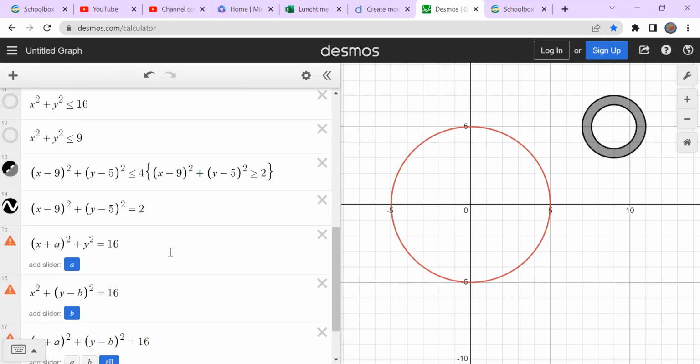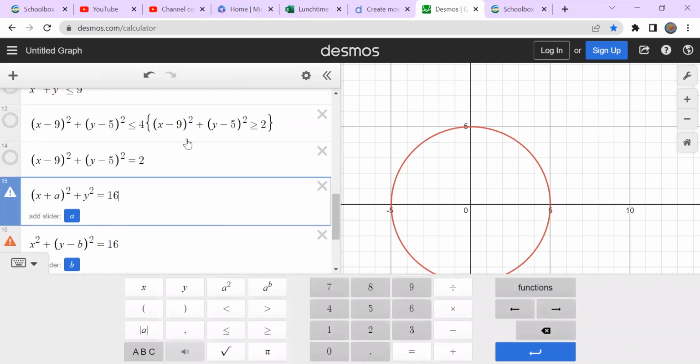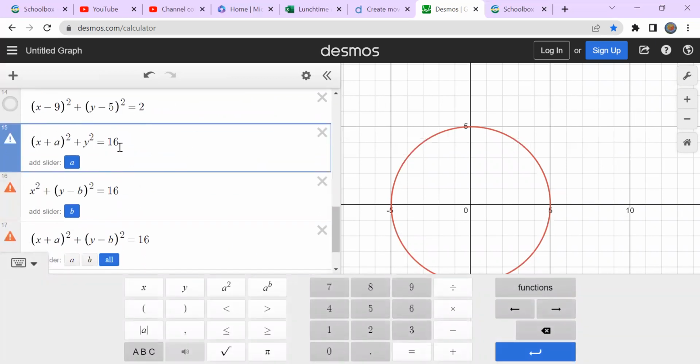Now, what about moving things around? So get rid of these two. Here, nothing's written in here. Sorry, it's not finished. I want to add a slider. So I have written x plus a all squared plus y squared equals 16. So 16 tells me it's a radius of 4. The nothing added to the y squared means the center will just be 0. But I'm saying plus a here on the x. So I'm going to move to the left or the right, depending on what my a is.